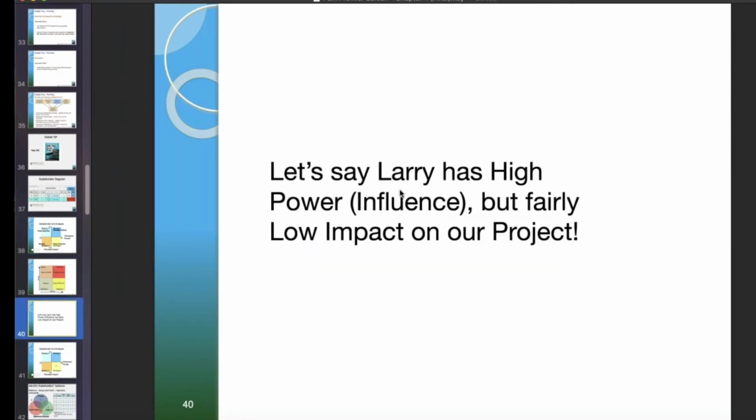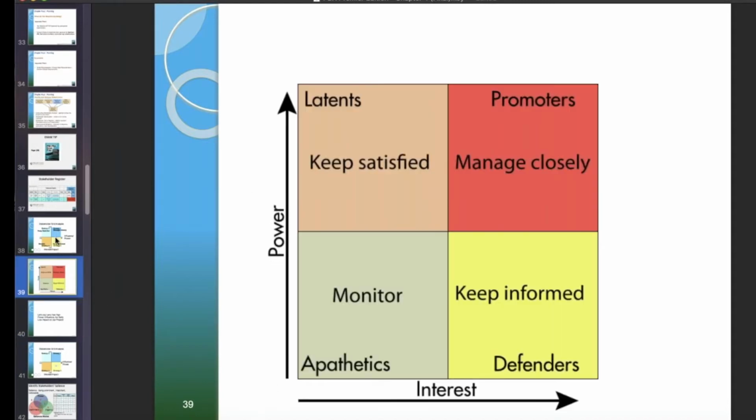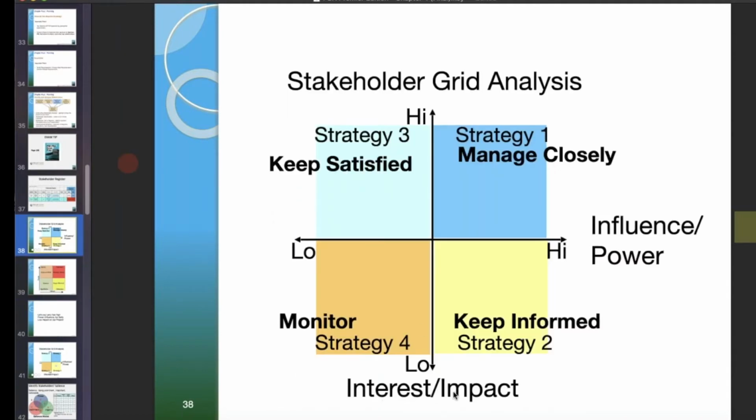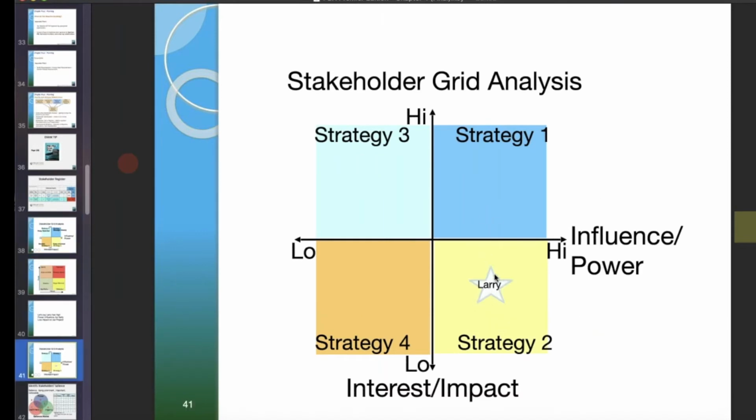Let's say Larry has a high amount of power, which is influence, but a fairly low impact on our project. Now remember, this is power and interest, or the way we could say it is interest or impact, influence or power. And you could switch the X and Y axis. It doesn't matter. It puts them in the same place. High is still the same corner. It puts them in the same basic place. And so if we say Larry is a strategy 2 person, and I'm a strategy 1, he'd be beneath me.